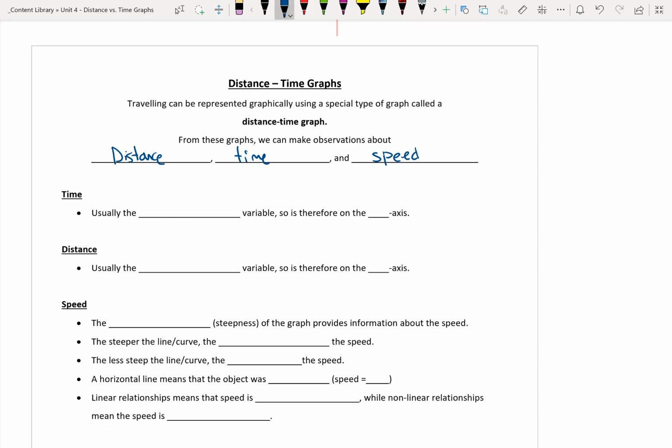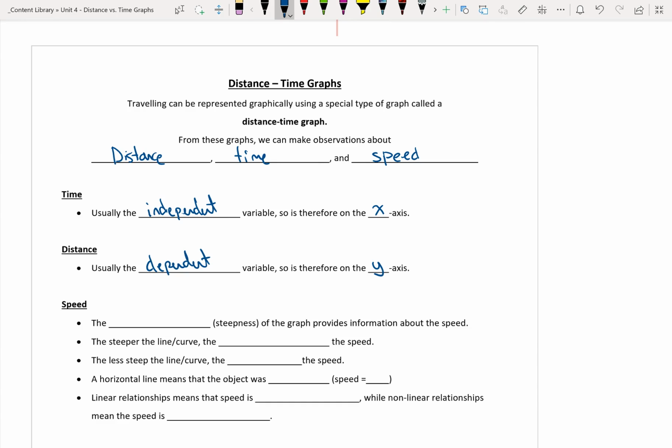First one, time. We've talked about time before with scatter plots, and time is usually the independent variable, so is therefore on the x-axis, right? So that's that horizontal axis. So if time is independent, that means distance would be the dependent variable, and therefore it is on the y-axis.